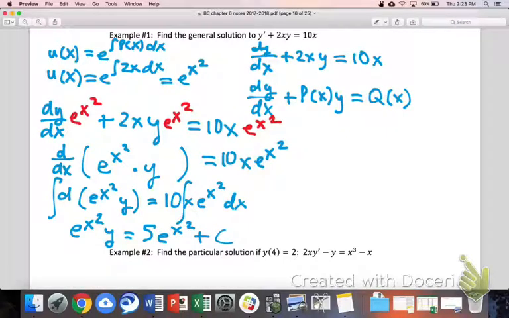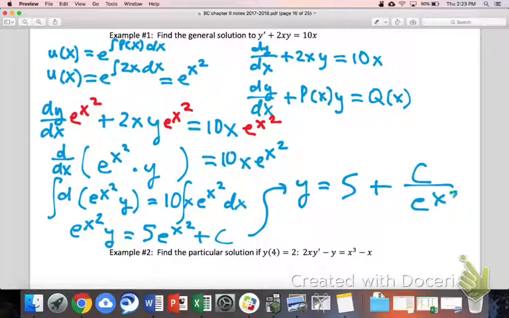Now you can do u substitution over there. It is a pretty straightforward substitution or adjustment. It did ask for the general solution, so my final step would be to get the y all by itself. To do that, I need to divide by e to the x squared. So my general solution would be y equals 5 plus c over e to the x squared. And no, c over e to the x squared is not some other c, right? Because e to the x squared is definitely not a constant.